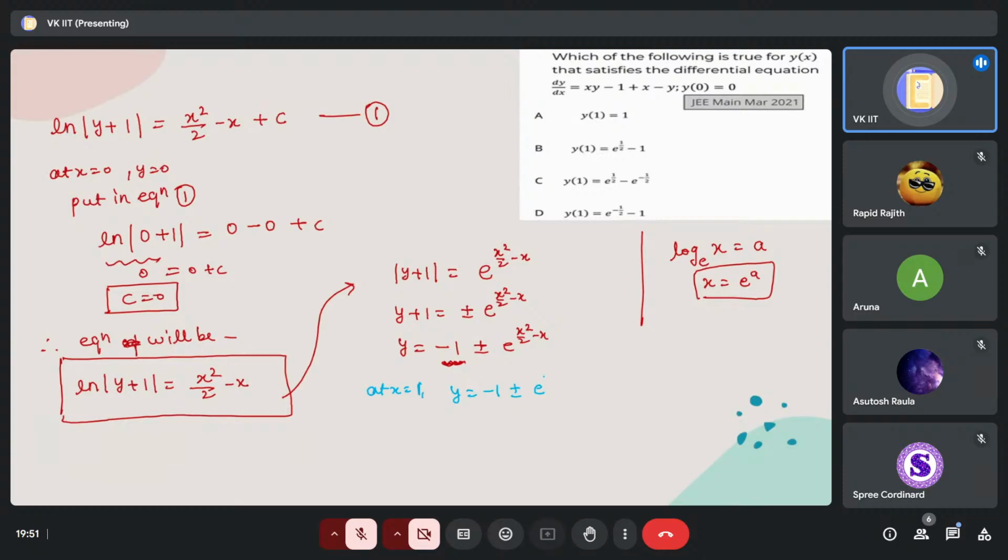Yes, anyone got the answer? If you got it, you can tell me by unmuting yourself, or else I have to check them. Sir, can you give any hint? Use that formula, sir, cos of a plus b by 2, from the half angle formula.